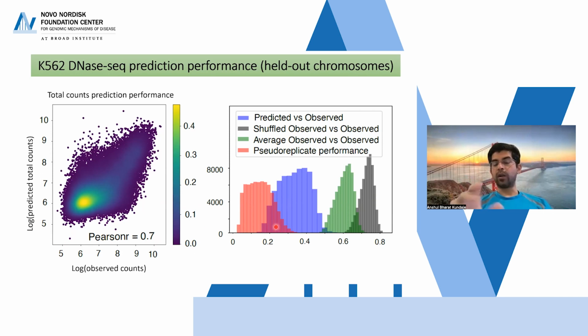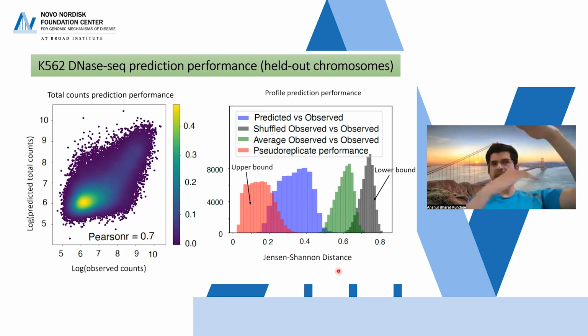But we also try to look at prediction performance on profiles. And we use the Jensen-Shannon distance as a measure of similarity between observed and predicted profiles. Remember, our profile predictions are probability distributions over the sequence. The probability at every position in the sequence. So you can match them up. There's an observed probability distribution, a predicted probability distribution, and we compute the JSD as a metric, as a distance between the observed and predicted. So the lower the better, right?